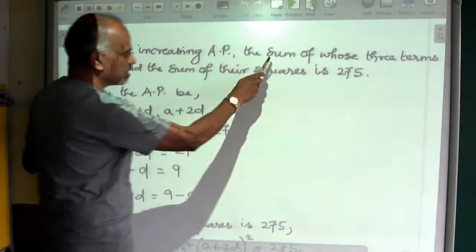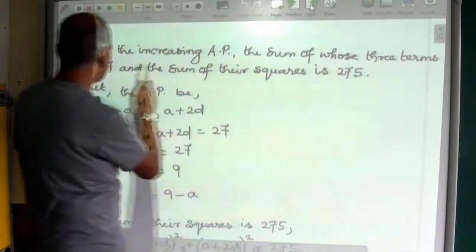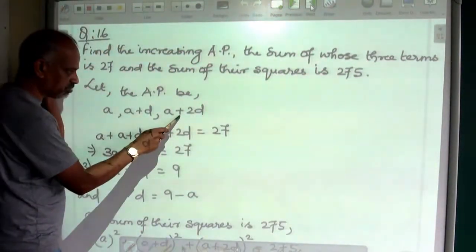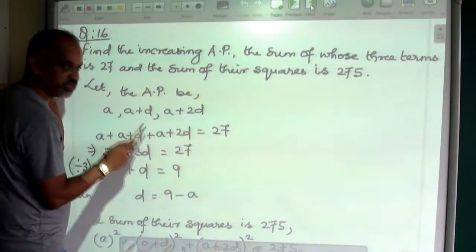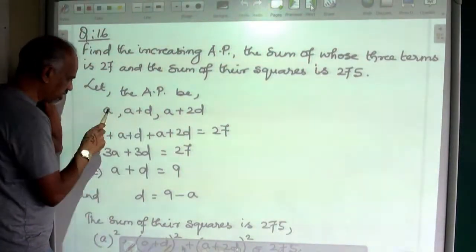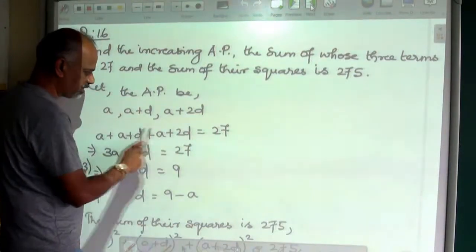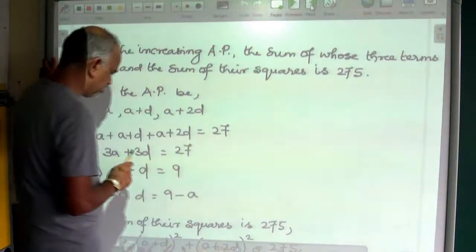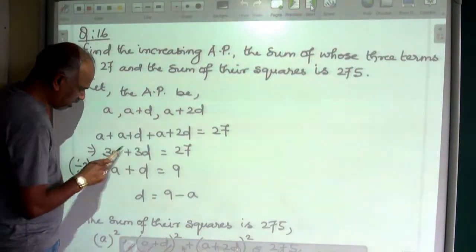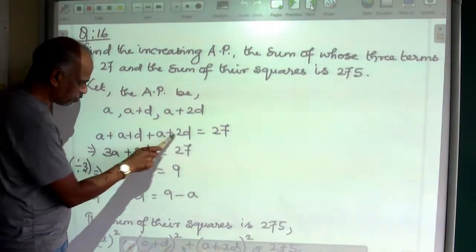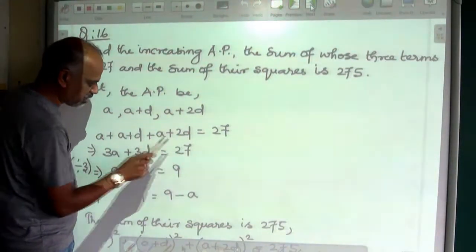According to this, it says the sum of whose three terms is 27. These are the three terms. If you add all these three terms, you should get 27. So add a plus (a plus d) plus (a plus 2d). All three terms I've added should give you 27. a plus a plus a is 3a. d plus 2d is 3d, is equal to 27.